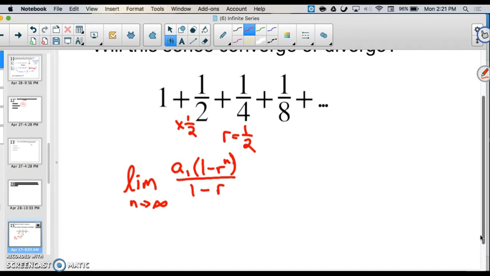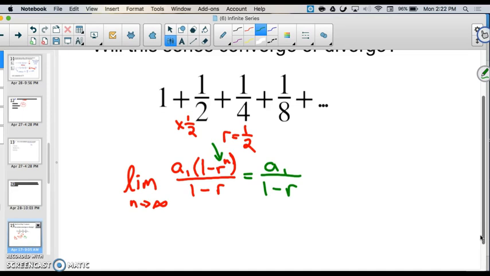So what we talked about was as n gets bigger and bigger and bigger, this r to the n, if r is a fraction, so if we plugged in a 1/2 here, and we kept making the exponent bigger and bigger and bigger, that's getting really close to 0. So 1 minus 0 would just be 1. So a1 times 1 is just going to be a1 over 1 minus r. So we did this last class.